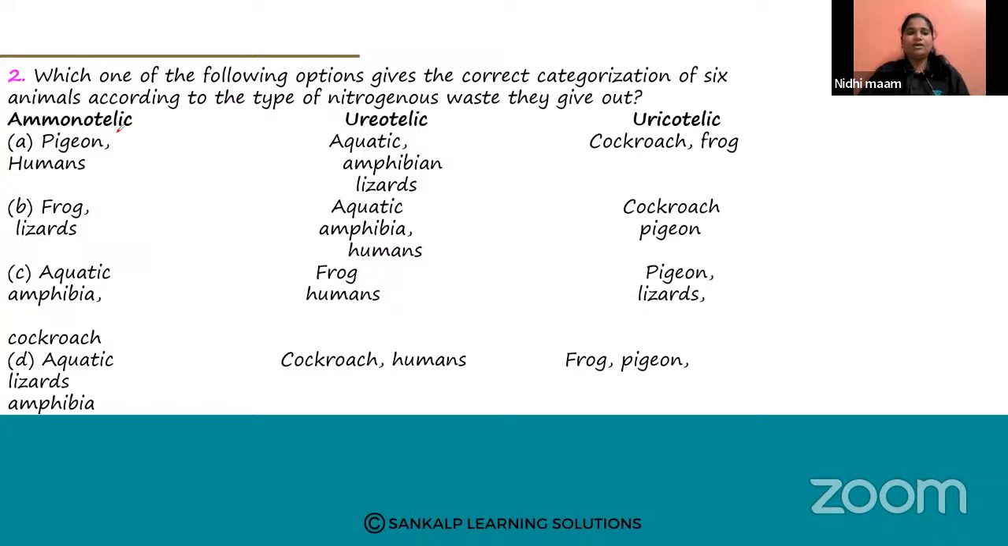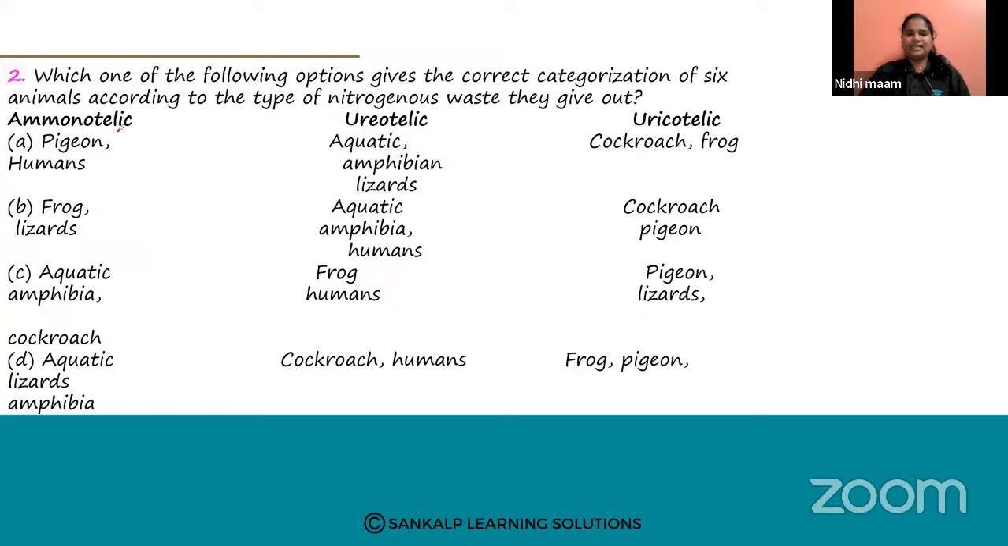In B, frog, lizards are ammonotelic, aquatic amphibia and humans are ureotelic, cockroach and pigeon. C, aquatic amphibia, frog, humans, pigeon and lizards. D, aquatic lizards and amphibia, cockroach and humans, frog and pigeon. So which is the right answer here?